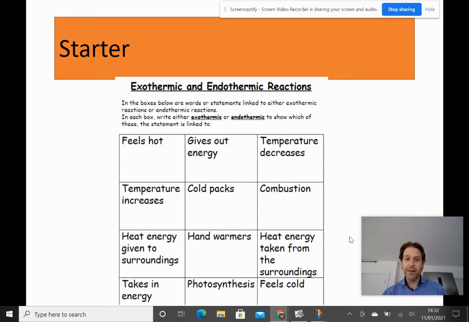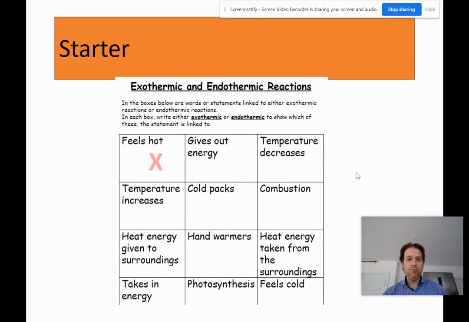Okay, hopefully you've done that. So let's go through. I've marked on there the exothermic ones with a big red X, and you'll see why a bit later. The red X is linking to exothermic, that word, and trying to help you remember that.